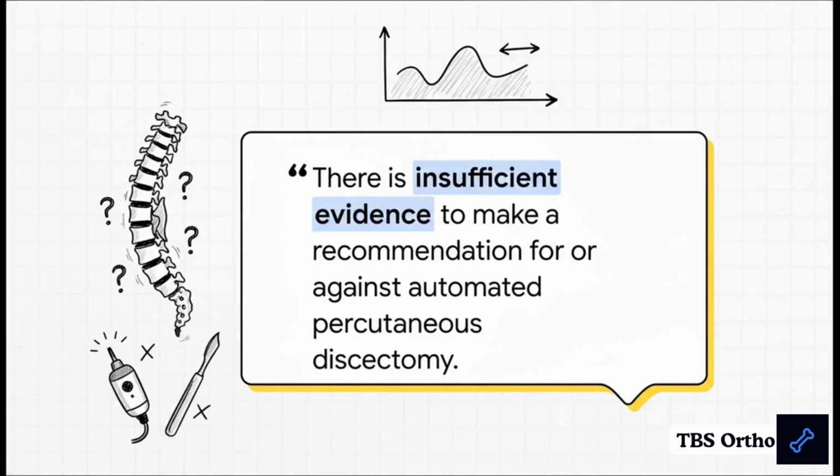Well, when it comes to automated percutaneous discectomy, the NASS guidelines are about as blunt as they can be. It gets a grade I for insufficient evidence. What does that mean in practice? It means based on what we know right now, we can't recommend it, but we can't recommend against it either compared to a standard open discectomy. The jury is still out.